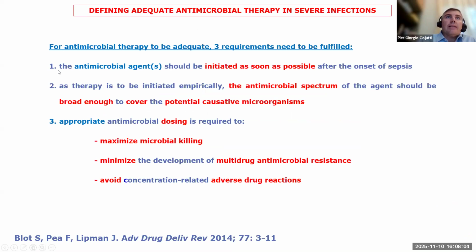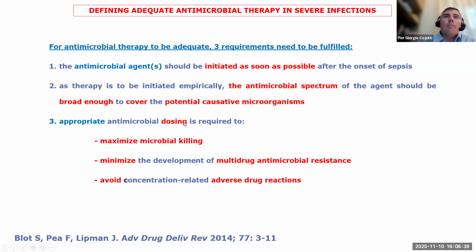So the first point is that the antimicrobial should be initiated as soon as possible when an infection is suspected. The second point is that the antimicrobial should be active against the suspected or documented pathogen. So the antimicrobial spectrum should be taken into account. This is what the infectious diseases specialists do when you select an antimicrobial. But the third point of appropriateness of antimicrobial therapy is related to antimicrobial dosing.